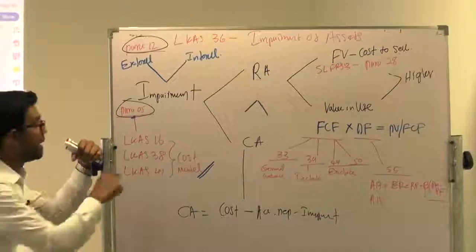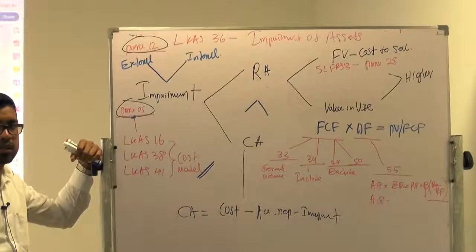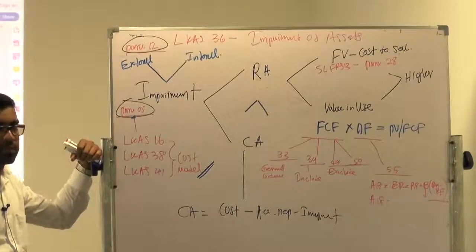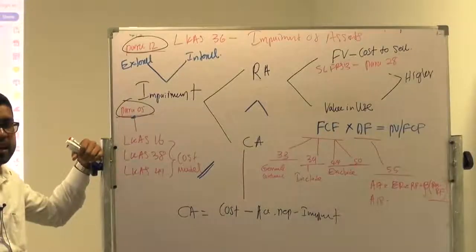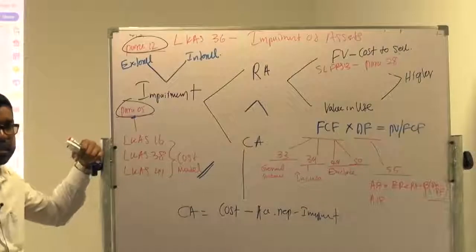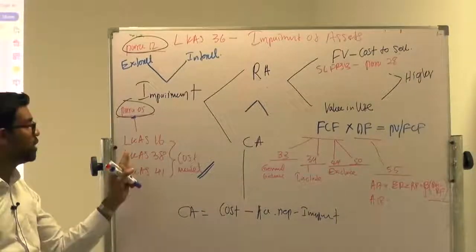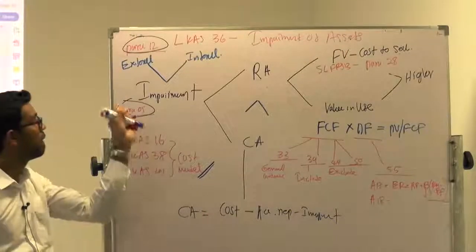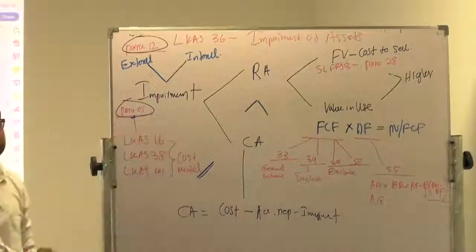What is in LKAS 16? Property, plant and equipment using the revaluation model. Right? LKAS 38, intangible assets measured at cost. Biological assets measured at cost. So these standards will be applicable for what? Impairment. But it should be what? Under the cost model. Paragraph 5 explains that clearly.